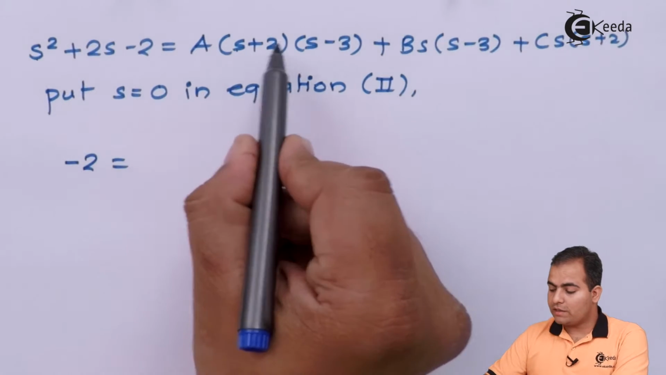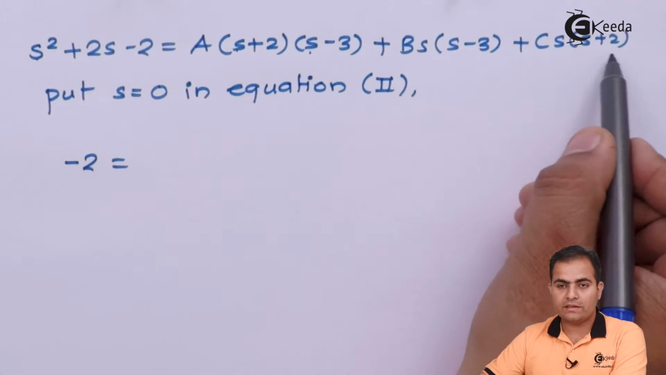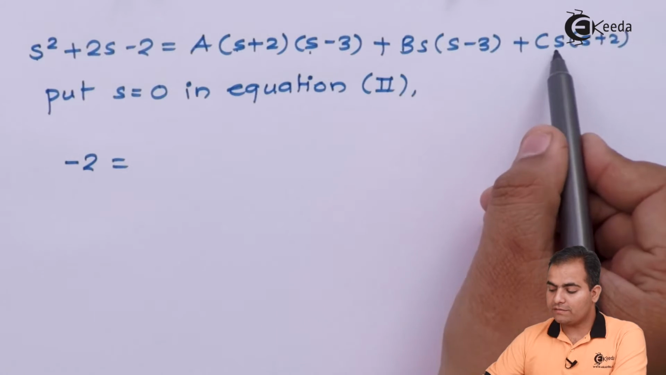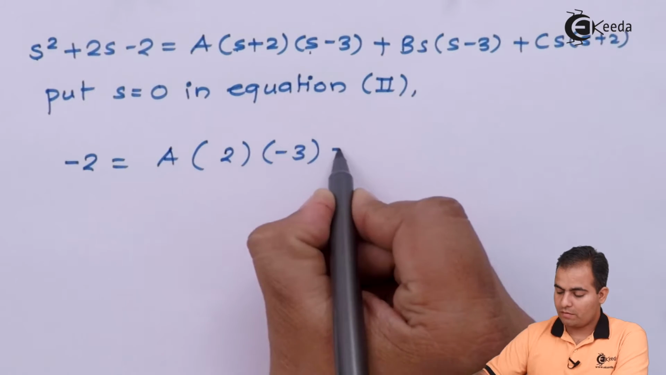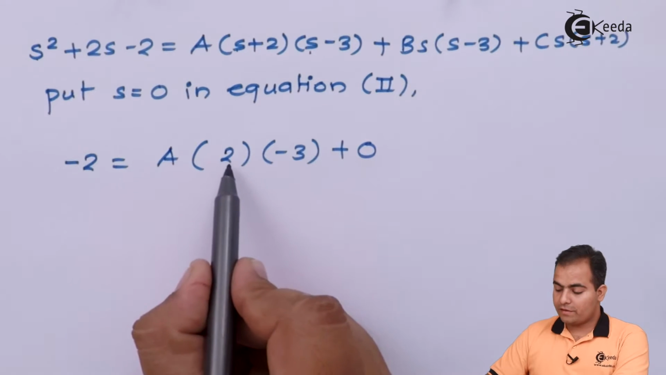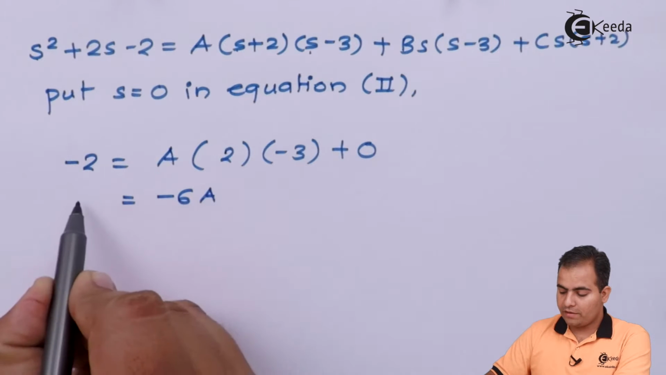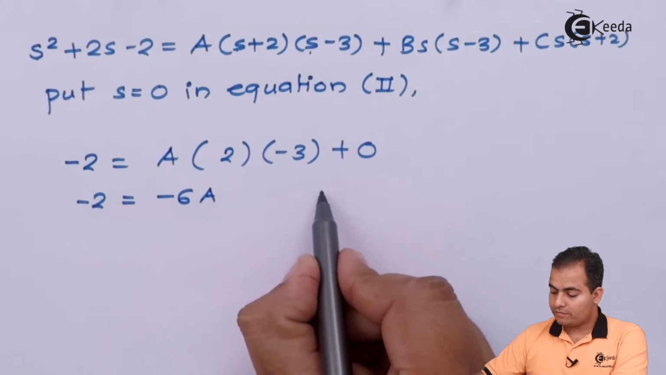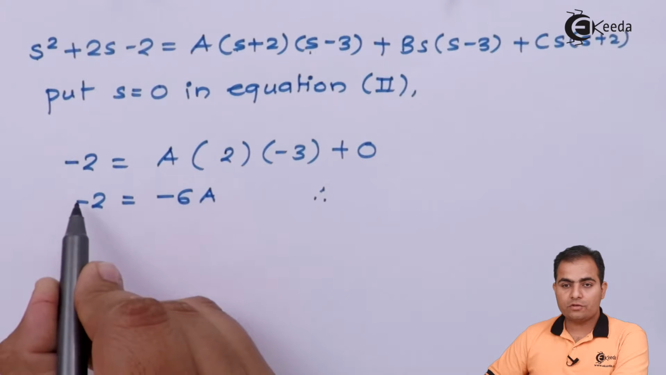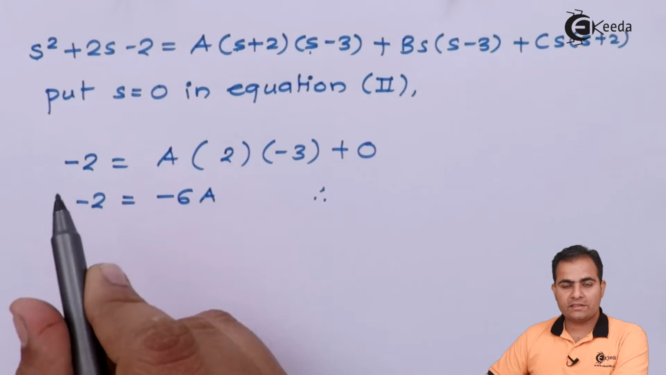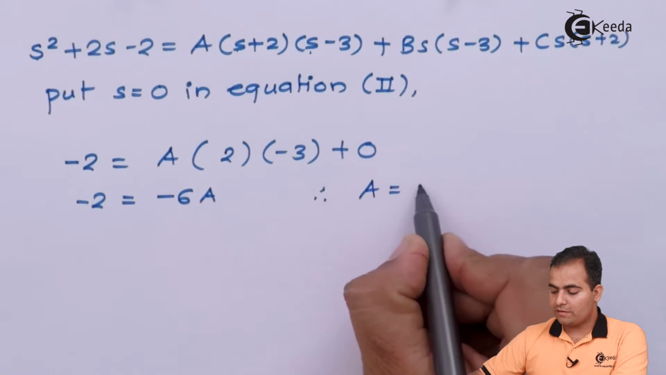Now look here, all this s will be replaced by 0. Now s into anything gives us 0. Here also s into anything gives us 0 because the s value is 0. Now look at it, what we have: 3 2s are 6, we'll get minus 6 into A. Therefore, after shifting this minus 6 to the left hand side, we get minus 2 by minus 6. We can say that minus minus will get cancelled and 2 by 6 is nothing but 1 by 3. So my A value is 1 by 3.